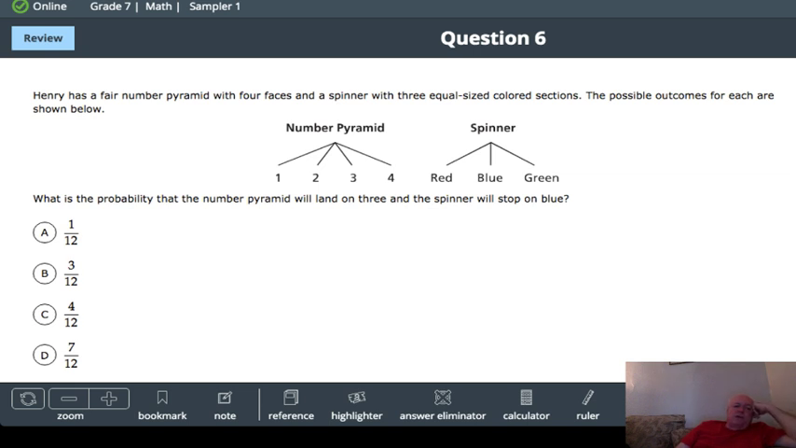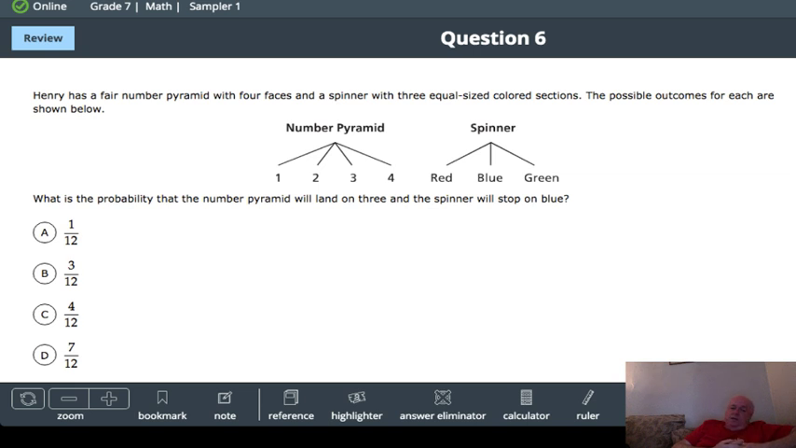So it says Henry has a fair number pyramid, and what a fair number pyramid means is it's not loaded. Normally, when you're getting back to a normal cube dice, if you roll it and one side's too heavy, it's going to maybe come up with the number 6 all the time and the number 4 all the time. So a fair cube means it's equally weighted on all sides. So Henry has a fair number pyramid. So in that case, there's no shenanigans going on with it. He has a fair number pyramid with 4 faces and a spinner with 3 equal size colored sections.